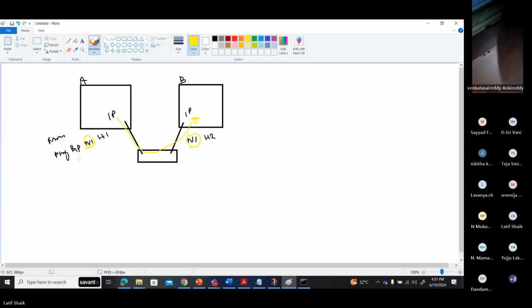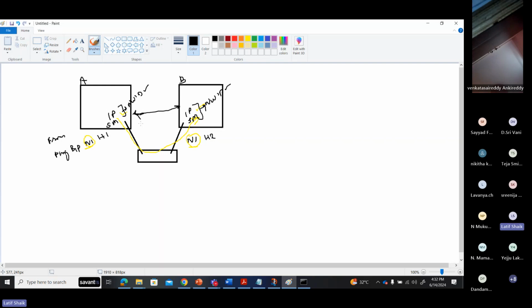As I said, these two IP addresses are assigned. What will our system do? It uses the subnet mask. It divides this IP address and finds a network ID. This side also uses the subnet mask and finds a network ID. If this network ID and this network ID match, both will communicate with each other.